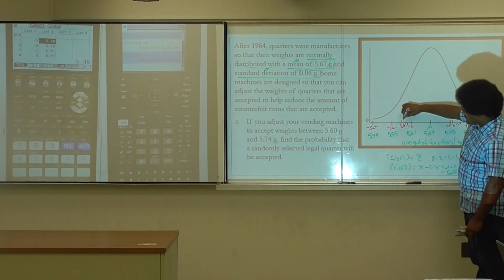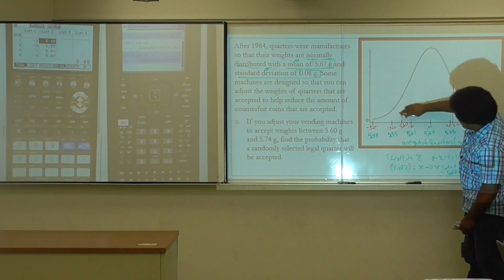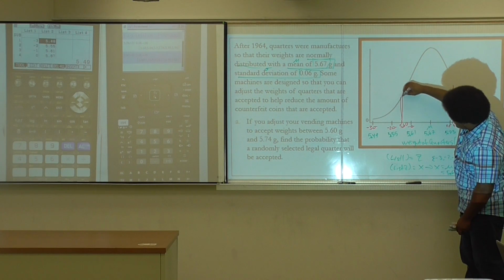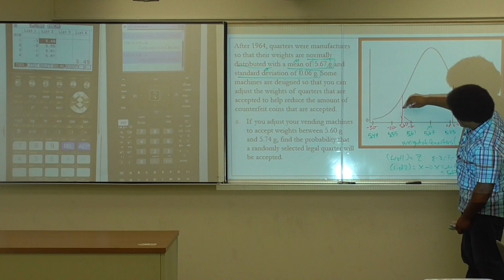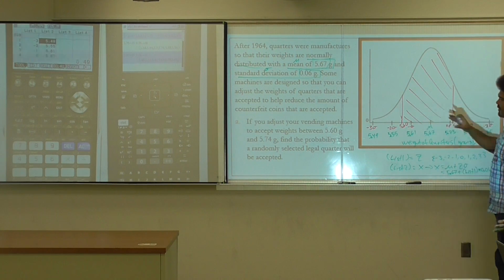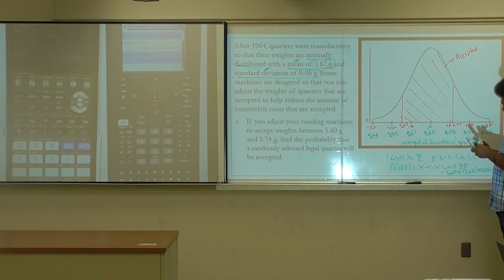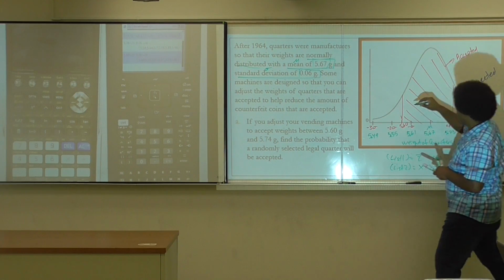So when we're doing this, we definitely know that my area is within these two. Okay. So we're looking at this area right here. This is all the ones that will be accepted. Okay. This is your accepted region. Everything outside this region right here is the rejected region. And over here is also rejected.